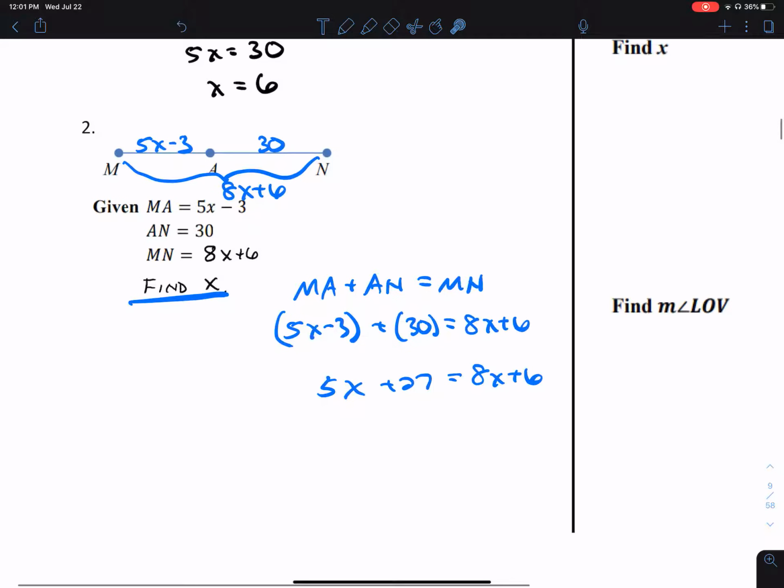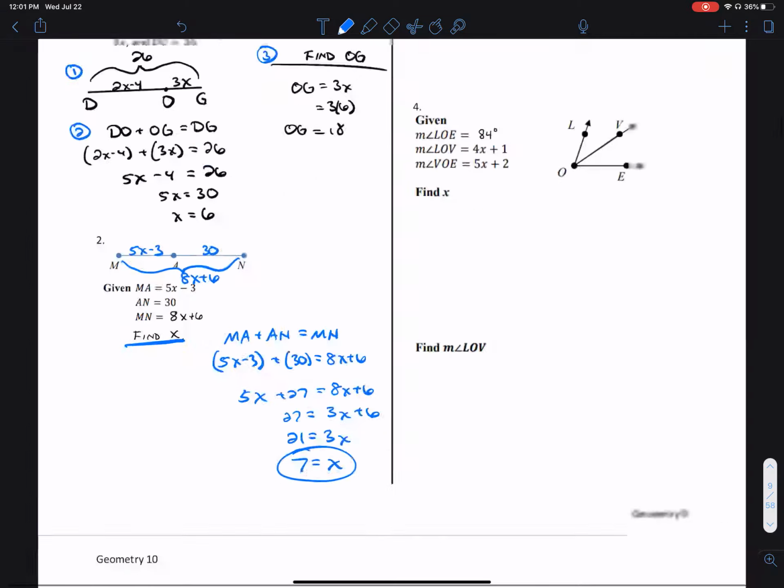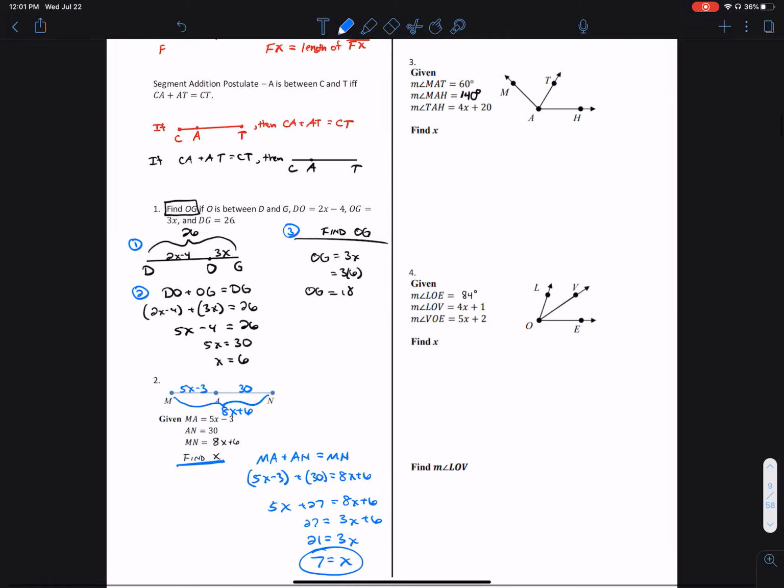Now we're going to add and subtract to get like terms on the same side. I'm going to subtract 5x from both sides and get 27 equals 3x. I'm going to subtract 6 from both sides and get 21 is 3x. And divide both sides by 3 and get x is 7. The question simply asks for the value of x. It's 7, so we are finished. There's 2 examples of the segment addition postulate.